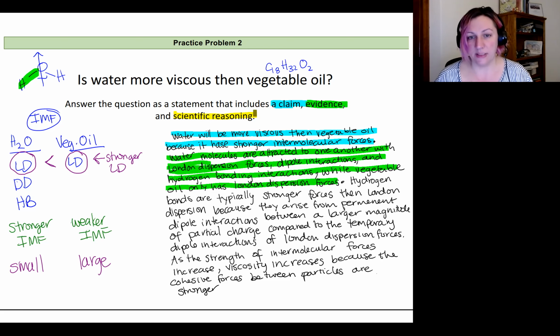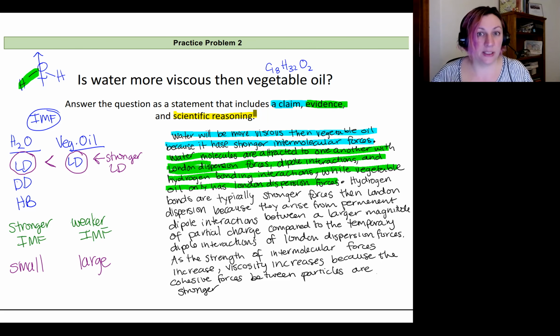So continuing this statement. So we've listed our intermolecular forces. And now I'm going to try to tie that evidence and say, my evidence supports my claim because of this reason. And that's scientific reasoning. So hydrogen bonds are typically stronger forces than London dispersion because they arise from permanent dipole interactions between a larger magnitude of partial charge compared to those temporary interactions of London dispersion forces. So right there, what I've done is I've explained why my longer list for water compared to my shorter list for vegetable oil for my different IMFs means that there's more intermolecular forces for water than that.